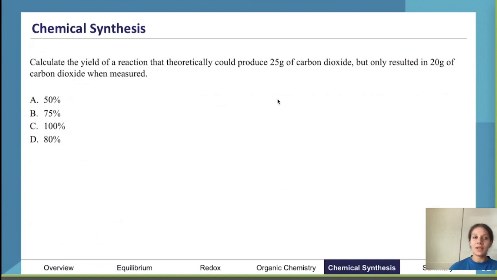All right, next one here for chemical synthesis. We want to calculate the yield of a reaction that theoretically could produce 25 grams of carbon dioxide, but only resulted in 20 grams of carbon dioxide when measured. This is just a reminder that you can definitely be asked to use other formulas that aren't specifically linked to a syllabus objective in Unit 3, Unit 4. So if you remember back in your data booklet, you have, for example, percentage yield, those kinds of equations near the start of the data booklet.